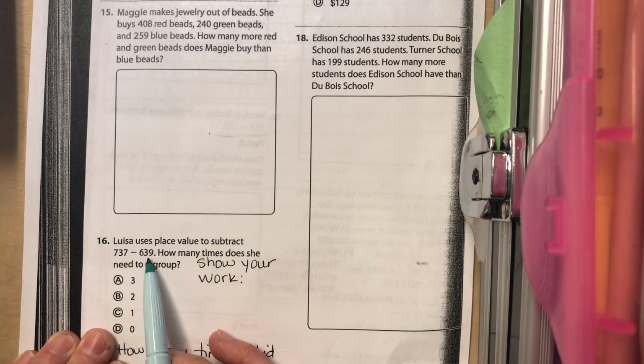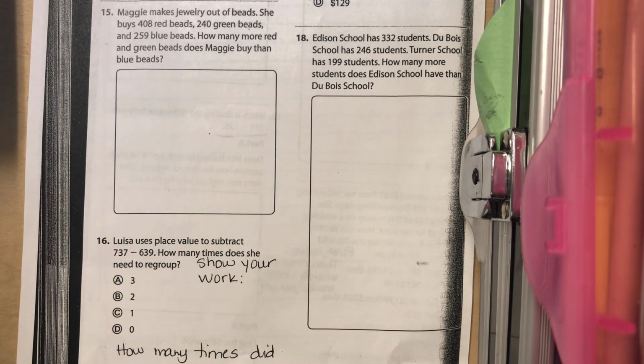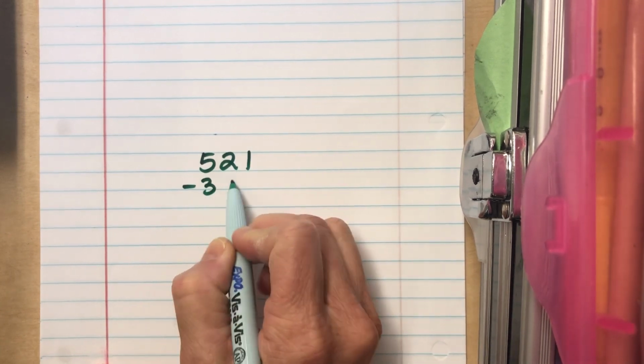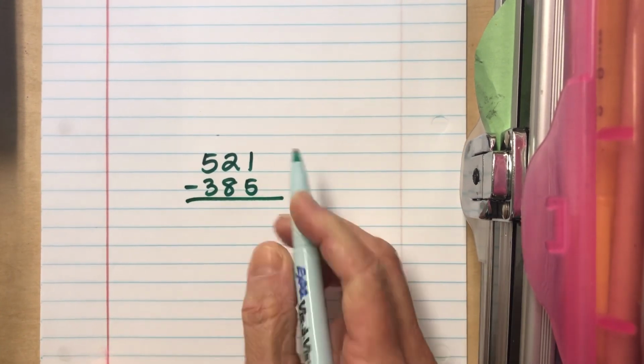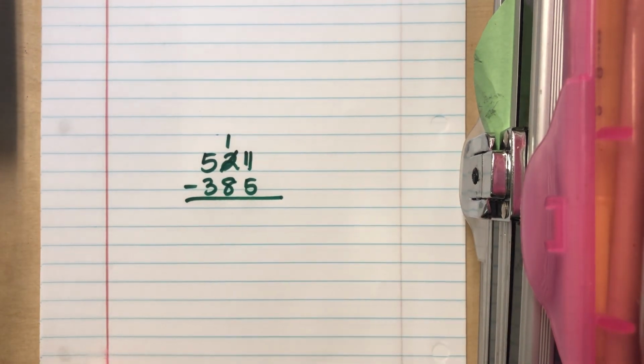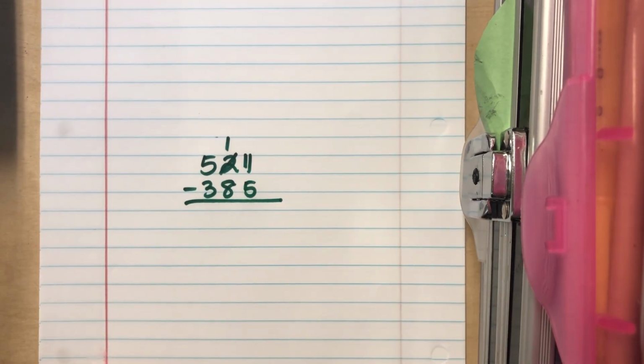Louisa uses place value to subtract 739 minus 639. How many times does she need to regroup? Important. Remember, regrouping is like putting on a pair of shoes. Do you just put on one shoe? No. So if I were to do this, take away one and give that there. How many times did I just regroup? One, because I put on my left shoe and my right shoe.